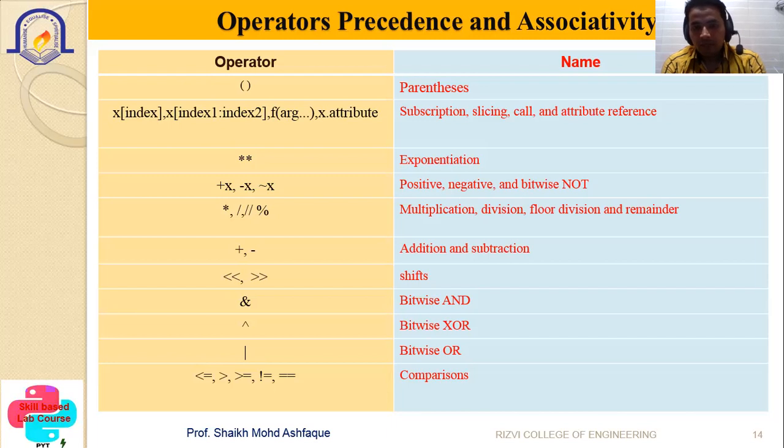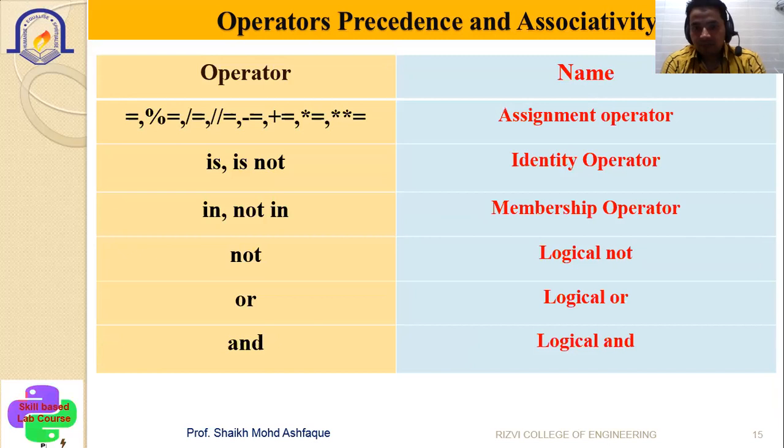of the operators. So it will be executed based on the value of your precedence. Similarly, the other operators: assignment operator, identity operators, membership operator, logical not, logical or, and then logical and operator. So these are nothing but the precedence, the priority assigned to the operator.